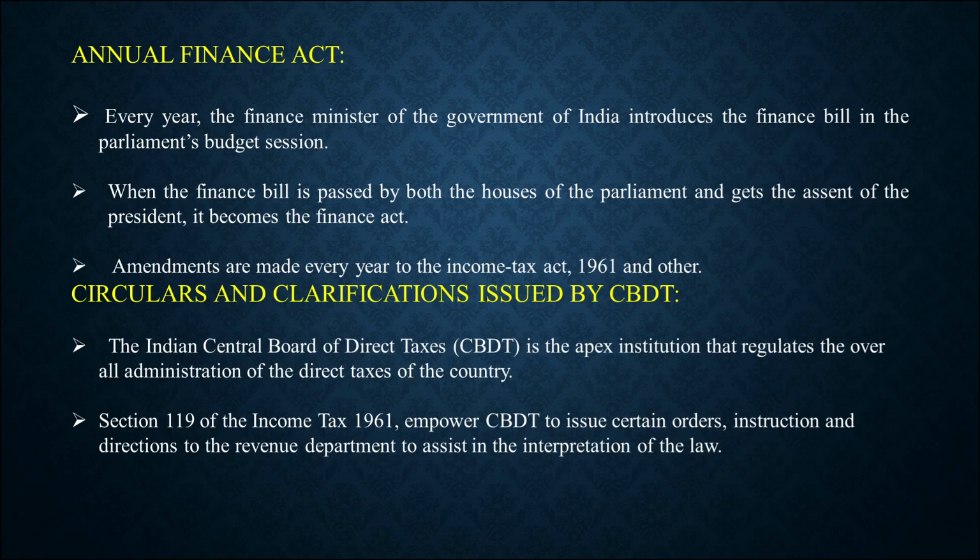Circulars and clarifications issued by the CBDT. The Central Board of Direct Taxes is the apex institution that regulates the overall administration of the direct taxes of the country. Section 119 of the Income Tax Act 1961 empowers the CBDT to issue certain orders, instructions, and directions to the Revenue Department to assist in the interpretation of the law.